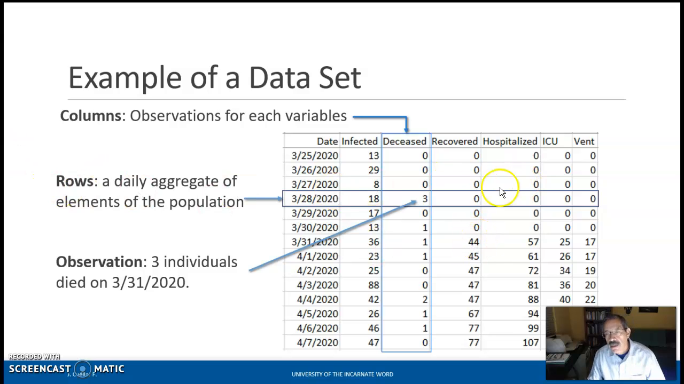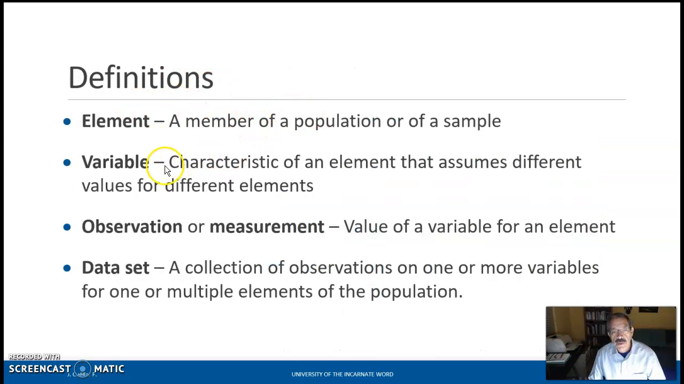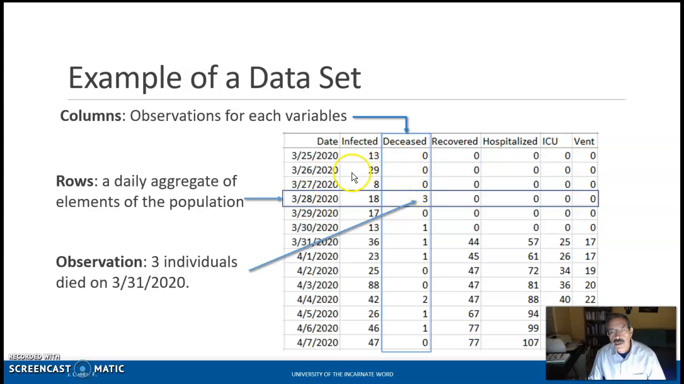So the rows, we call them cases, and they contain the sequence of observations for each of the variables for that particular case, which could be, like in this case, a daily aggregate of elements of the population. It could be a single element, and it depends on how the data is collected. But these are the definitions that we will be using whenever we talk about data sets.